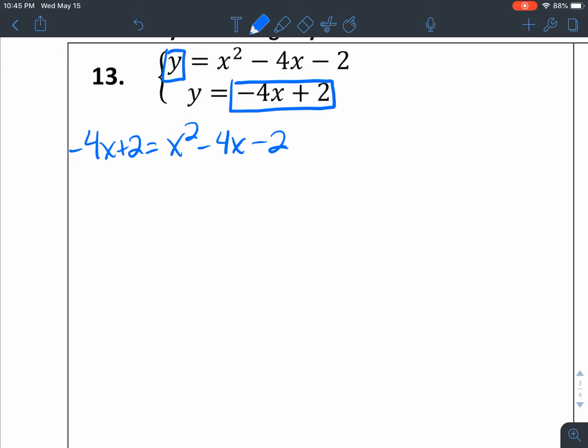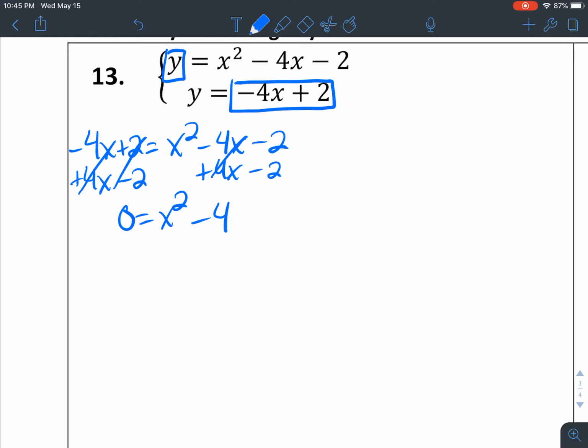So now from here, it's a problem like we did on the previous page, on page 2. So depending on what method you want to choose, I'm going to push everything over to one side. So I'm going to add 4x and subtract 2, add 4x and subtract 2. That gives me 0 on the left side, right, because both of those canceled out. X squared. Looks like my x's cancel out as well, and I have minus 4.